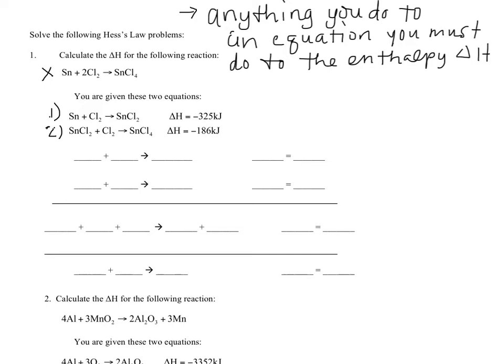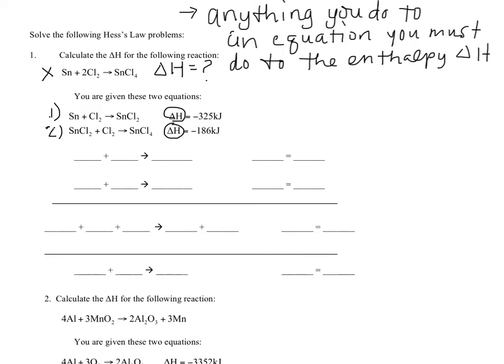And your goal is to somehow combine the 2 smaller equations so that when you add them together, you get the larger equation. And if you do that, then you can combine their enthalpies, their delta H's, together to get the delta H of the larger equation. And that's really our goal, is what is the change in enthalpy of this larger equation.